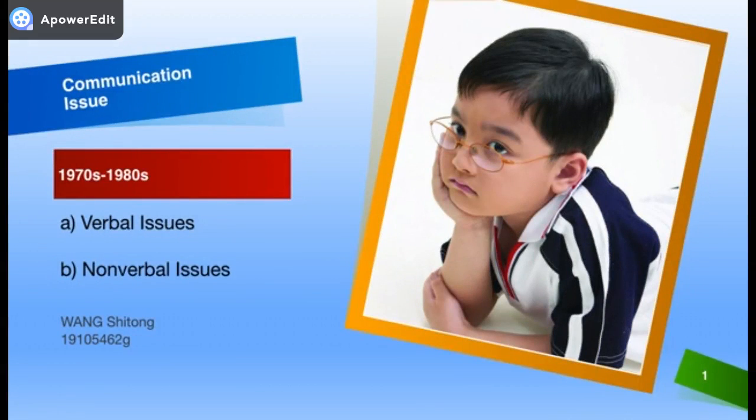Next, we are going to focus on the issues of communication of Down syndrome. The research into communication problems with Down syndrome can be traced back to the 1970s to 1980s. Scientists divided communication issues into two primary categories, verbal issues and non-verbal issues.